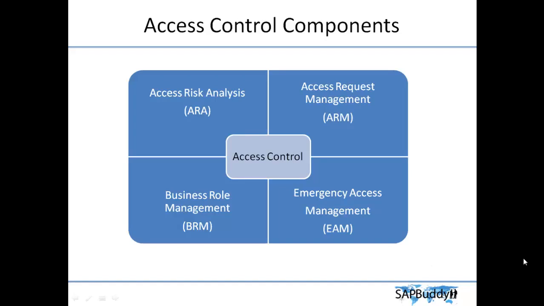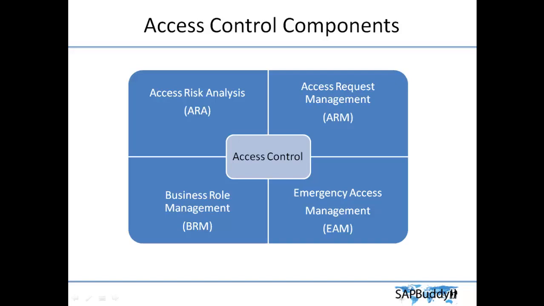As we saw in the last session, access control has 4 different components: access risk analysis, ARA, which is for risk analysis; access request management, ARM, which is used for provisioning; business role management, BRM, which is for role development and management; and emergency access management, that is EAM, for emergency access. All these 4 components together are called access control.